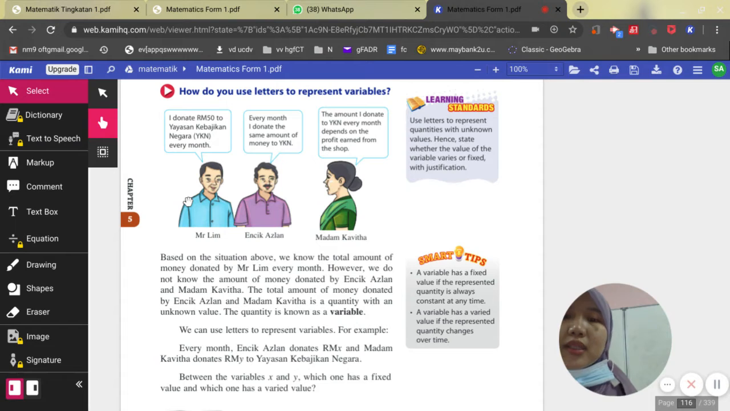Okay, here Mr. Lim told the other two persons, I donate 50 ringgit to Yayasan Kebajikan Negara every month. And then Encik Azlan said, every month I donate the same amount of money to Yayasan Kebajikan. And then Madam Kavita said, the amount I donate to YKN every month depends on the profit earned from the shop. So between these three, Mr. Lim said he donated 50 ringgit.